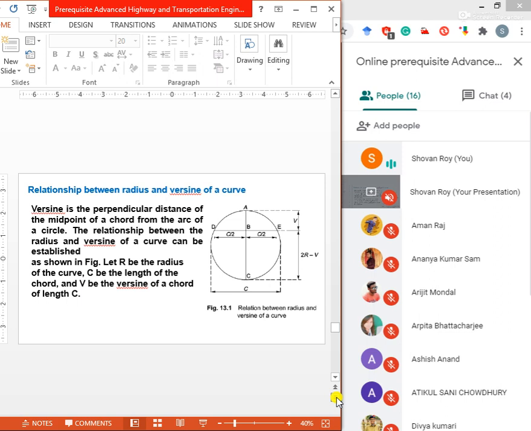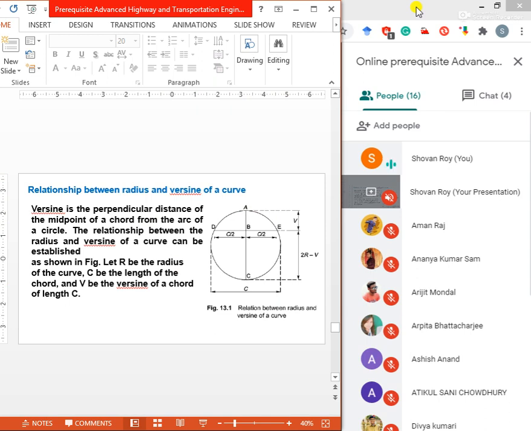So the relationship between radius and versine is a mathematical thing, but we have to know the relation between radius and versine of a curve. Versine is the perpendicular distance of the midpoint of a chord from the arc of a circle. Suppose AB is the extended length. D is our chord length, and DAE is the arc, part of the circle. So AB is actually the versine, the extended length from the chord.